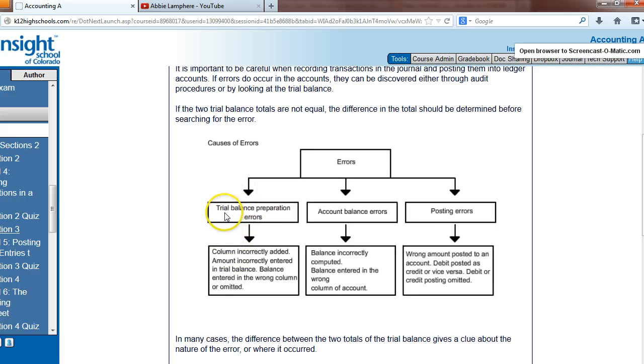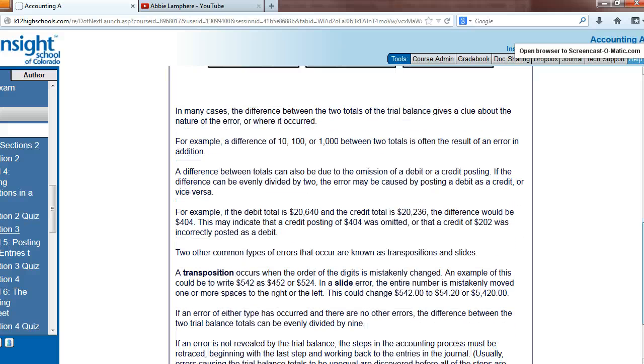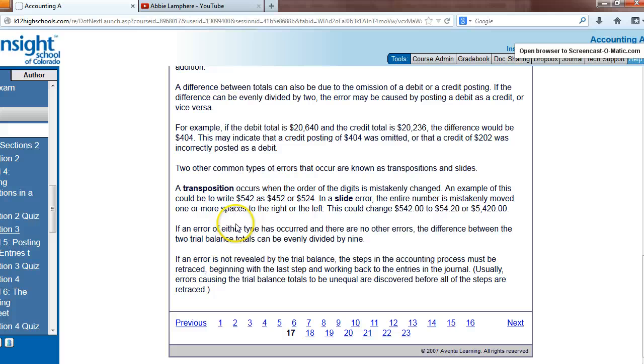If there are errors in the trial balance, commonly incorrectly added, an amount was incorrectly entered. If there was an error in the account balance, here's some stipulations. And so this is just kind of like a guide showing you what the different errors could be from. So I don't want to go over all of those, so make sure you read over it. Some ones that happen quite often would be the transposition and slide errors. This happens to me all the time.